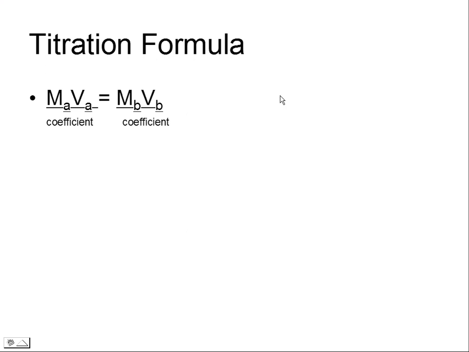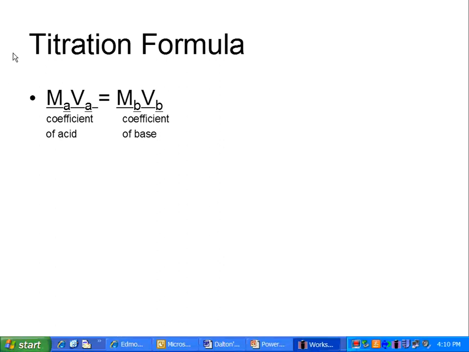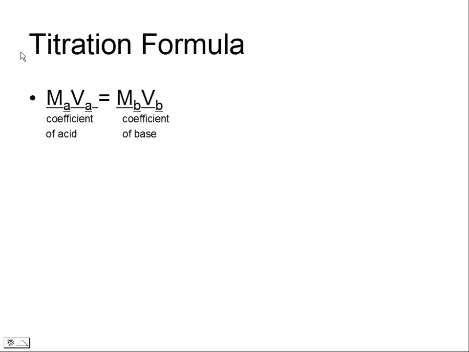Here's our formula for titration. It's the molarity of our acid times the volume of our acid divided by the coefficient of our acid. That's going to equal the molarity of our base times the volume of our base divided by the coefficient of our base. And this should look very similar. It's just like a dilution problem, which is the MV equals MV. The difference is we got coefficients for acid and base there. And so we have one sample problem that we did together in class on this.